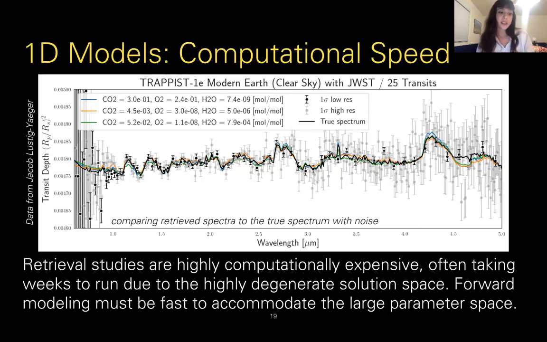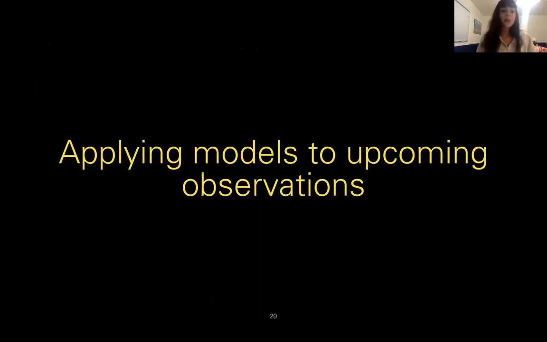So computational expense is an important factor in characterizing exoplanet atmospheres because retrieval studies like these are highly computationally expensive. A retrieval study can easily take weeks to run since its forward model has to run through a large, highly degenerate solution space, such as the one depicted here. 1D models have the advantage of being fast enough to accommodate these larger parameter spaces. Now that we know the strengths of 1D models, let's think about upcoming observation methods and how 1D and 3D models can help the community.